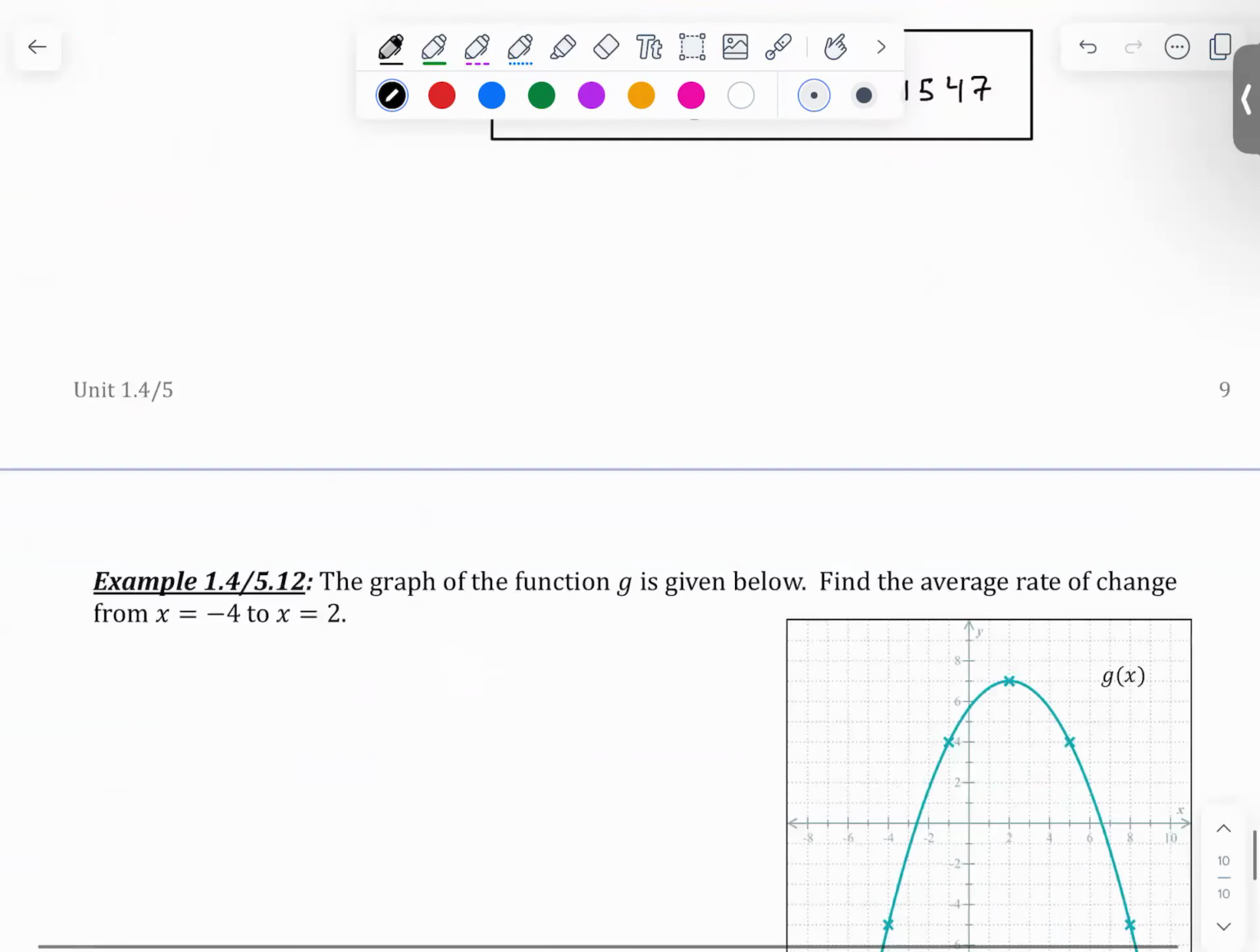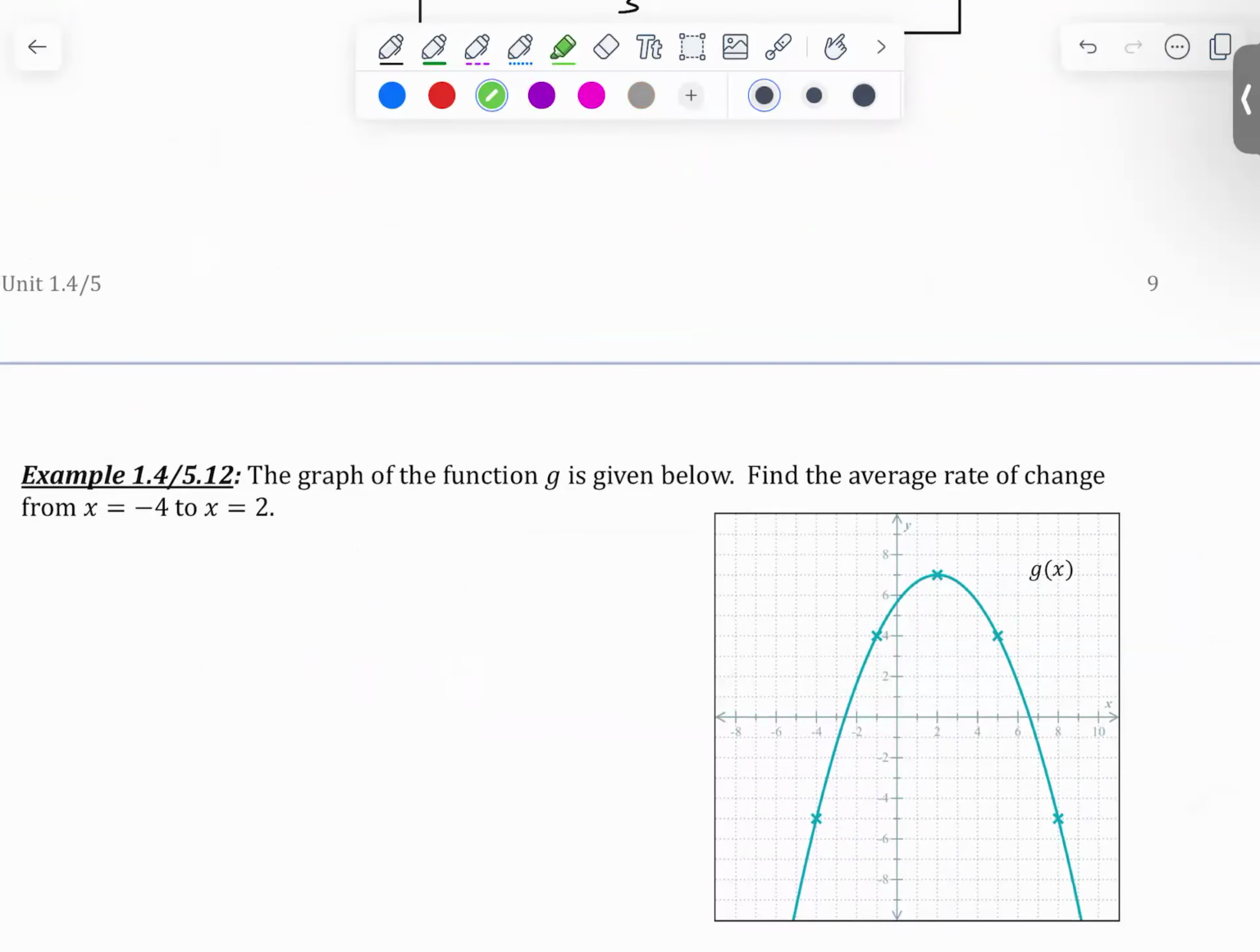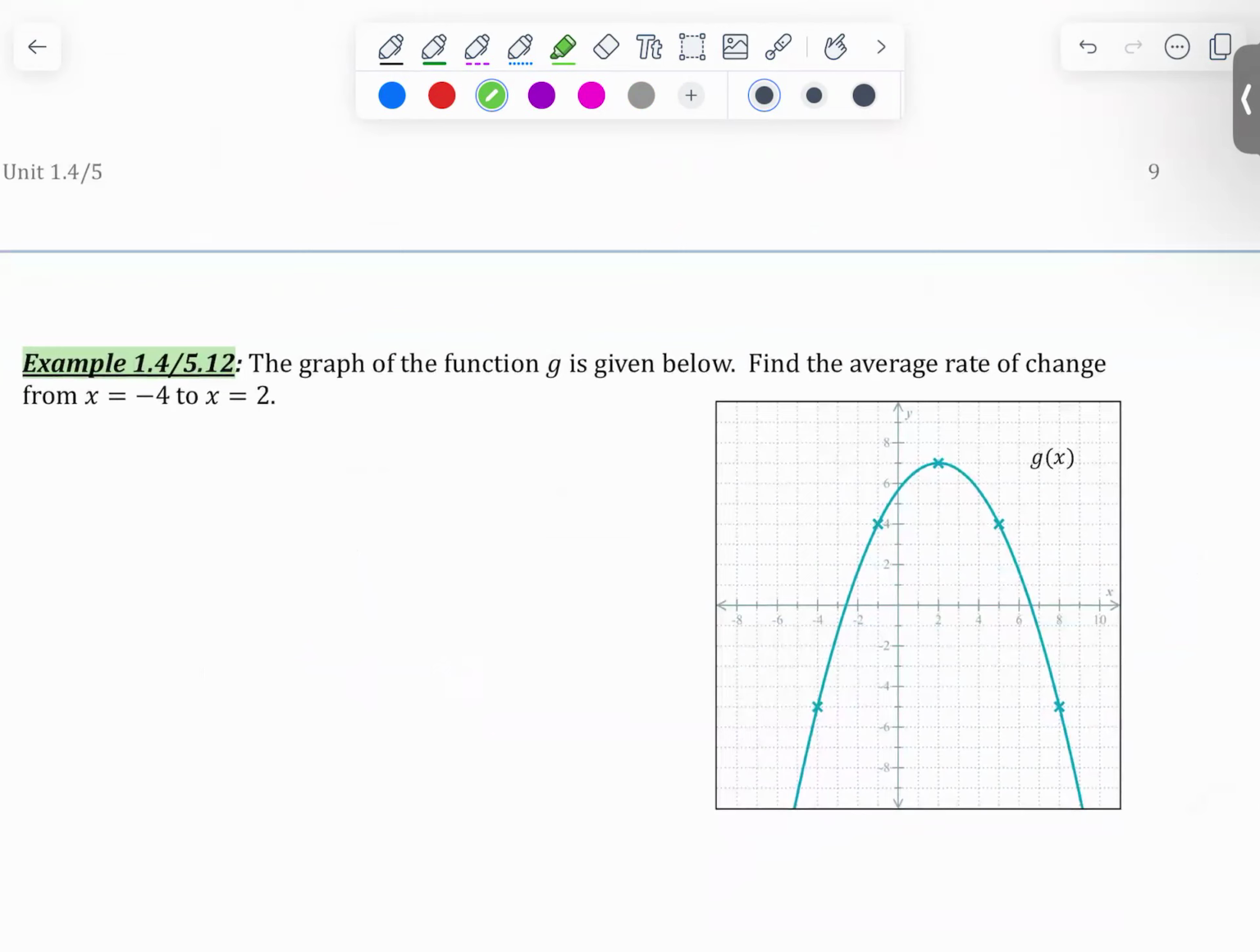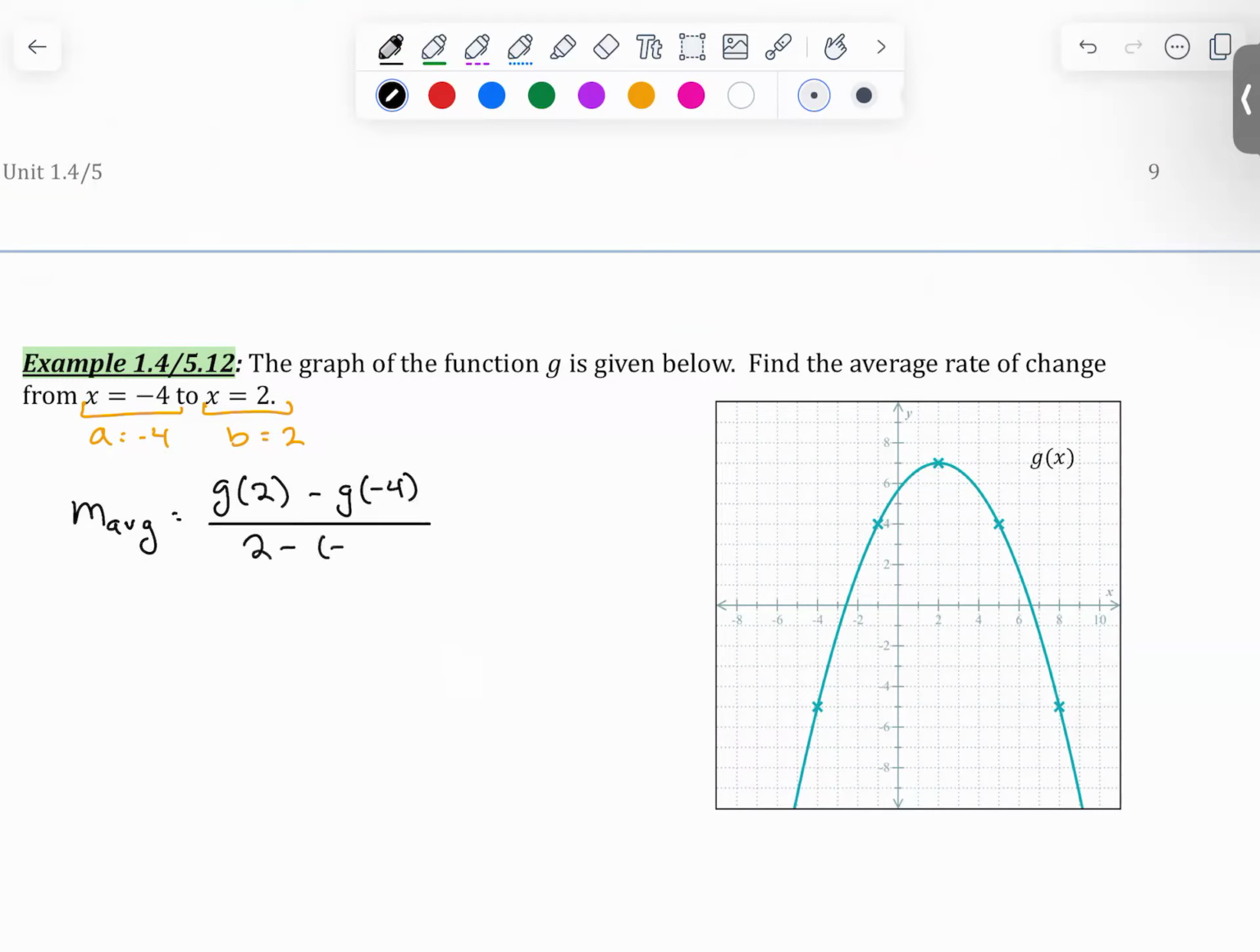The last problem for this unit is example 12, where you're given the graph of a function g below, and you're going to find the average rate of change from x equals -4 to 2. First off, a is equal to -4, and b is equal to 2. So we're going to calculate m sub avg equal to g of b, so g of 2, minus g of a, so g of -4, all divided by 2 minus -4.